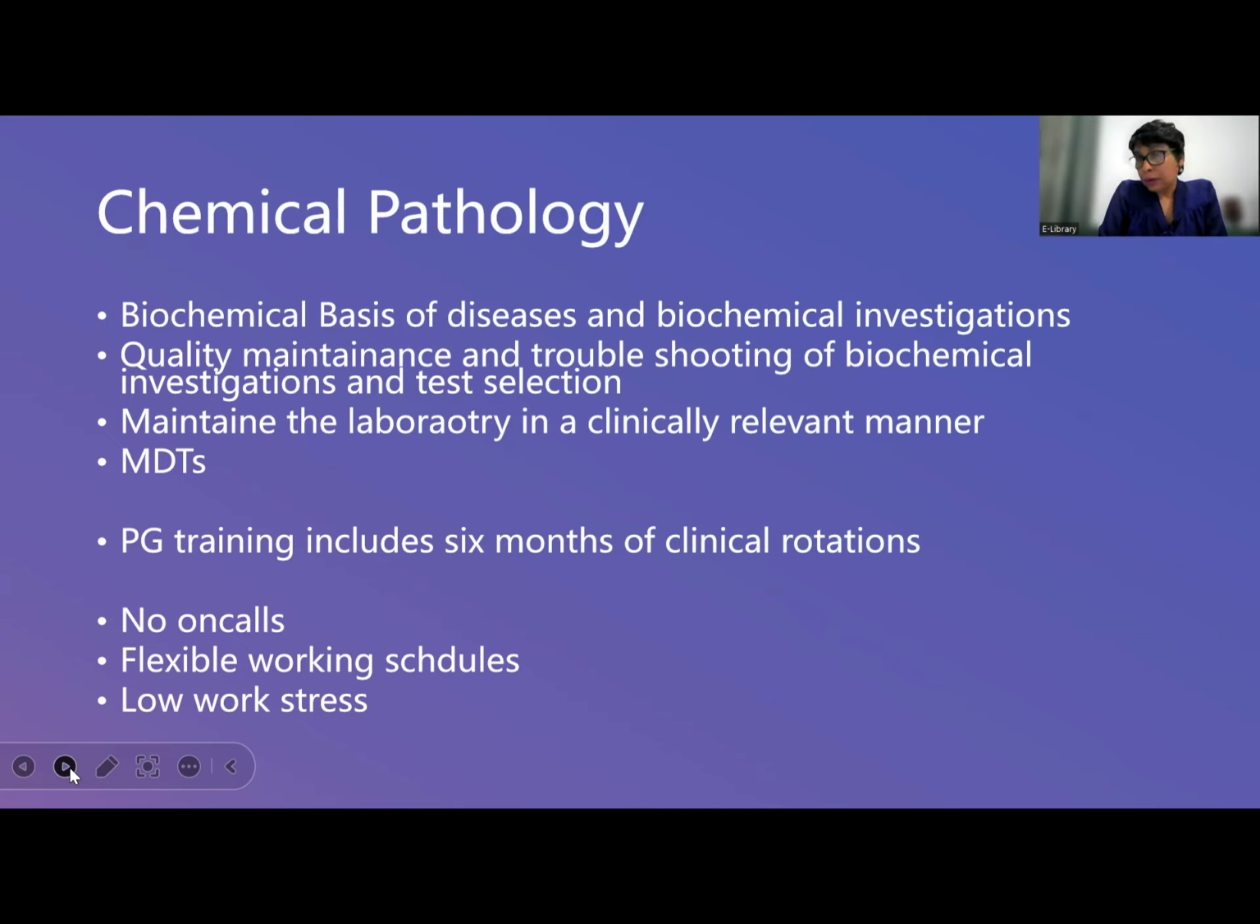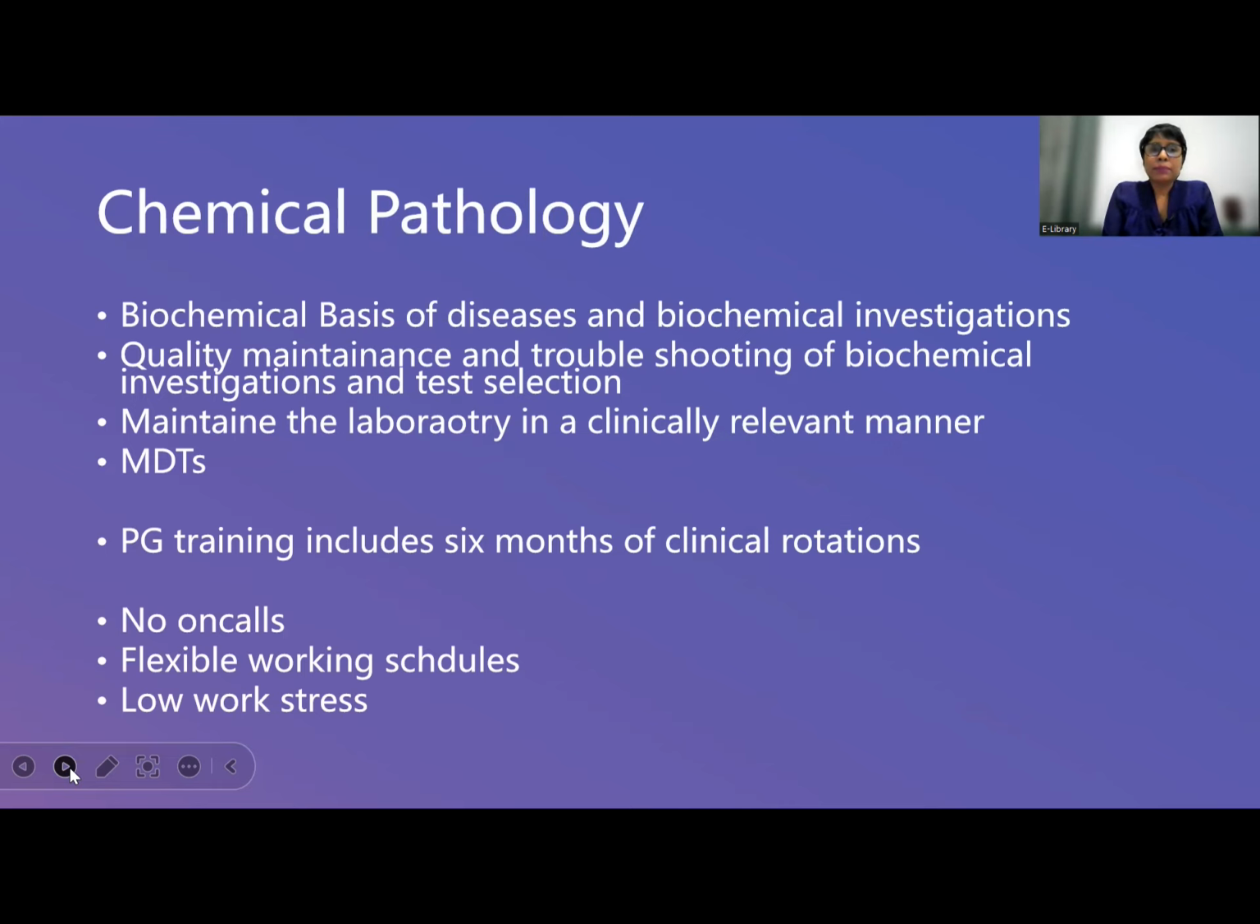You have to have your MLTs trained, and the lab has to be very much clinically relevant. Therefore, chemical pathologists need to have constant communication with the clinicians to make sure that the lab is running in a clinically relevant manner. And you also have to instruct the clinicians on requesting certain laboratory investigations, how to prepare the patient, and the interpretation of the results in certain specific ones, like hormonal assays.